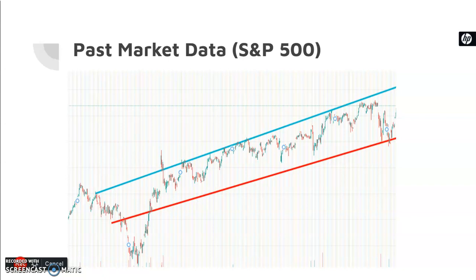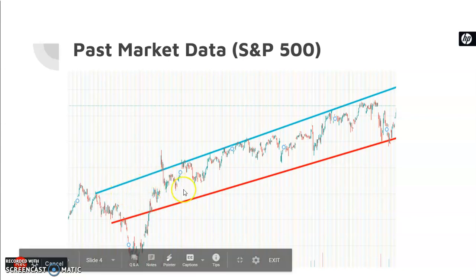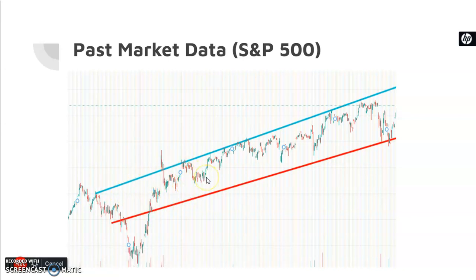First, past market data. In this image, we have the 3-month chart of the S&P 500 index, which charts the performance of the stock market. You can see over the past 3 months, the value of the S&P moves almost perfectly between the red and blue lines. Well, if we extend the red and blue lines, we can infer that the S&P will continue to move between them, meaning it's almost guaranteed to increase in value over the next month.